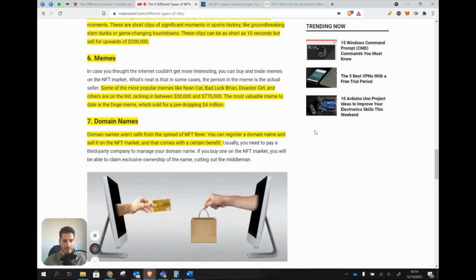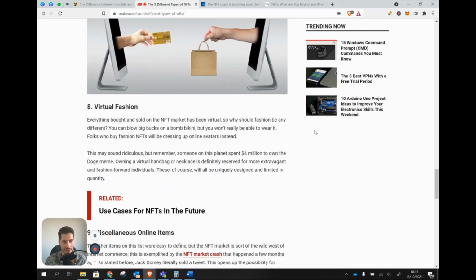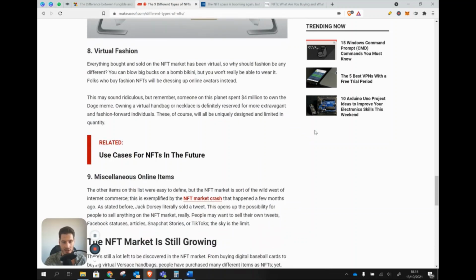Then domain names. Domain names aren't safe from the NFT fever either. You can register a domain name and sell it on an NFT market, and that comes with a certain benefit. I also bought my own NFT domain name, which is my full name .wallet, for future purposes. And then there is virtual fashion. And there are many other NFT options that emerged after the last NFT market crash.